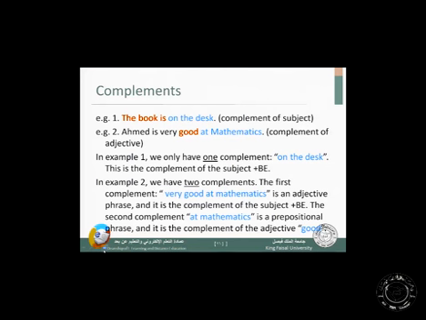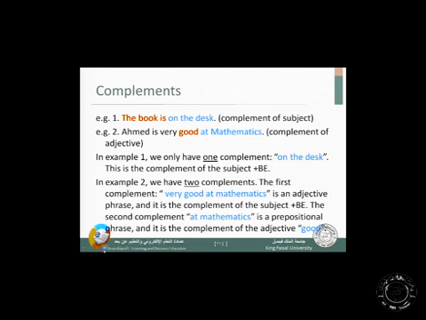So in example 1, the book is on the desk. On the desk is a prepositional phrase, and it is necessary in this sentence. We can't say the book is and end the sentence, because this will not be a full sentence. So it doesn't say anything. The book is what? We need to complete it. So when we say the book is on the desk, now we have a full idea, a full sentence, and this is why we say on the desk is a complement. But here we only have one complement. The book is on the desk. On the desk is a complement of the subject, the book, and the verb to be is.